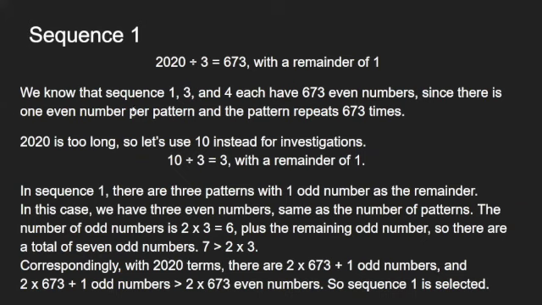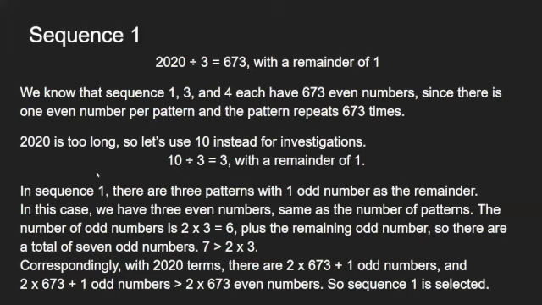So we know that sequences 1, 3, and 4 each have 673 even numbers, since there's only one even number per pattern. And the pattern also repeats 673 times. So 2020 is really long, so we're going to use 10 instead. 10 divided by 3 is 3 with a remainder of 1, same remainder.